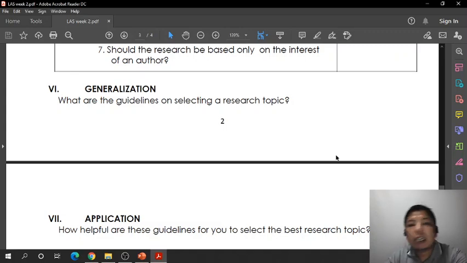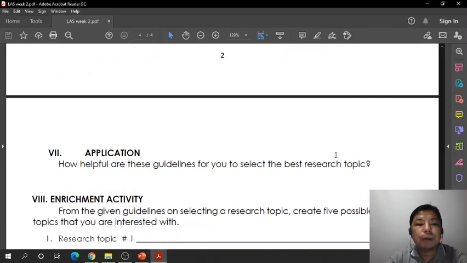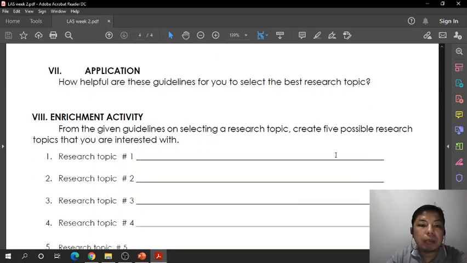So, balikan nyo na lang doon sa modules natin, basahin nyo uli or panoorin nyo yung discussion natin sa video natin na to. Number application. So, number 7, application. How helpful are these guidelines for you to select the best research topics? So, I want you to explain kung ito bang mga guidelines na to is helpful or not. Why? Okay, sa pagpili ng best research topic.